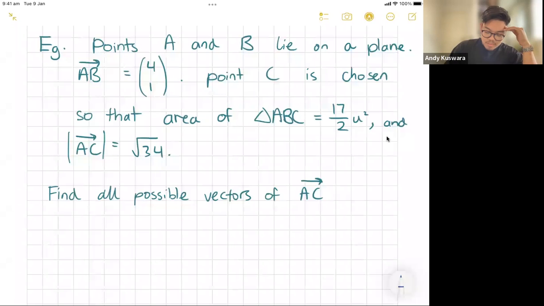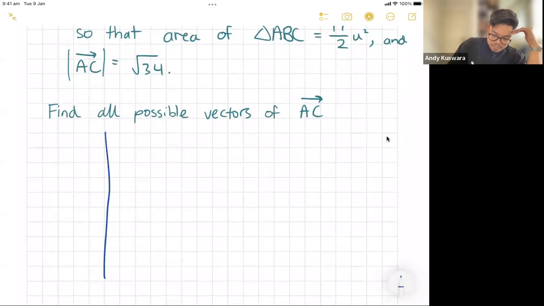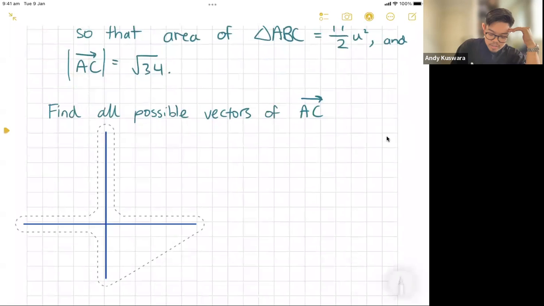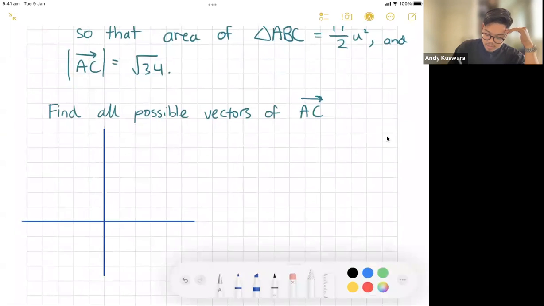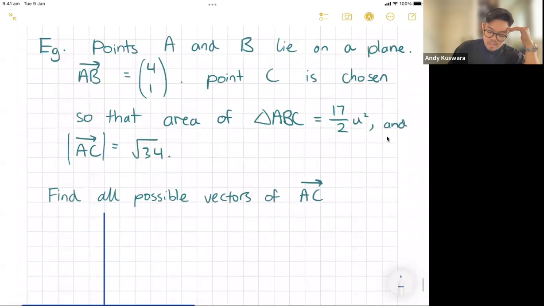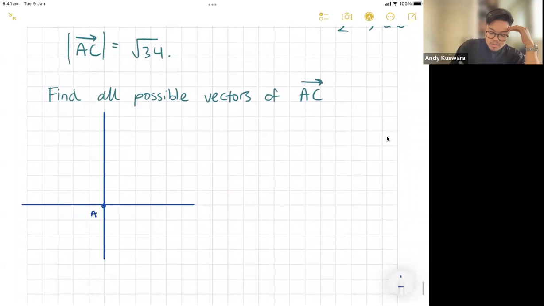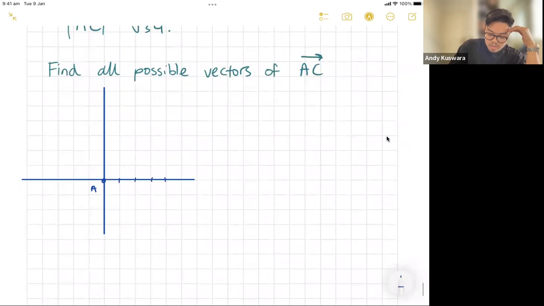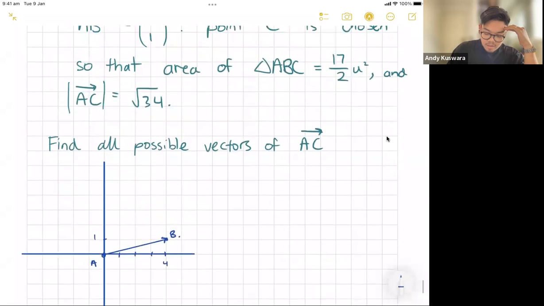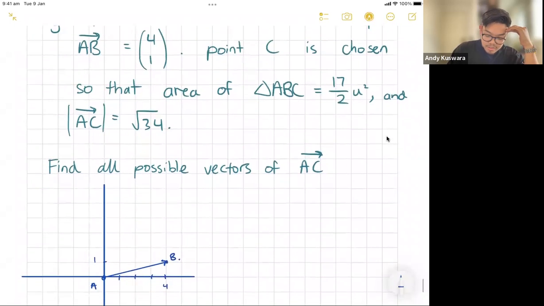Okay, so first of all, I want to be a man of my word: draw a diagram. It doesn't have to be too fancy, but it needs to be enough so that I can understand where things are and what's going on. Normally you would start at 0, but here it makes more sense to start at A because we know that AB is (4, 1). So I travel 4 across and go up 1. Okay, (4, 1), and so I know that that's my point B. Now we know that AC has a length of root 34.